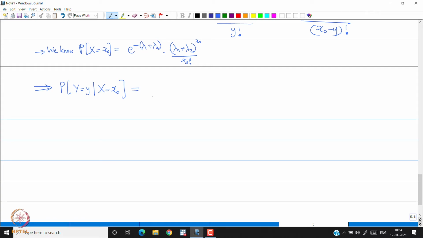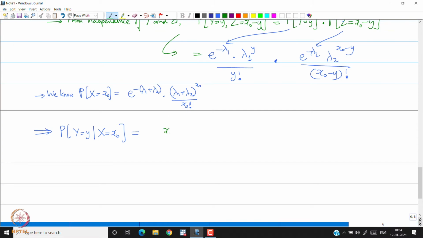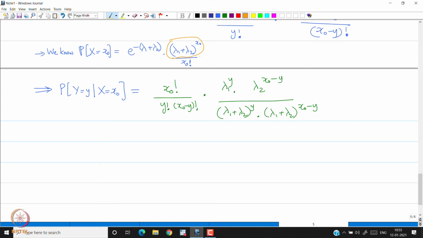So this conditional probability now is fairly easy to write out. You have the numerator and denominator. It turns out that this is x naught factorial, because the x naught factorial in the denominator will go into the numerator here, and then you have the denominator terms y factorial and x naught minus y factorial from the two denominators up here, multiplied by lambda 1 to the power of y, lambda 2 to the power of x naught minus y, and in the denominator, (lambda 1 plus lambda 2) to the power of x naught, which I am going to split as (lambda 1 plus lambda 2) to the power of y multiplied by (lambda 1 plus lambda 2) to the power of x naught minus y.